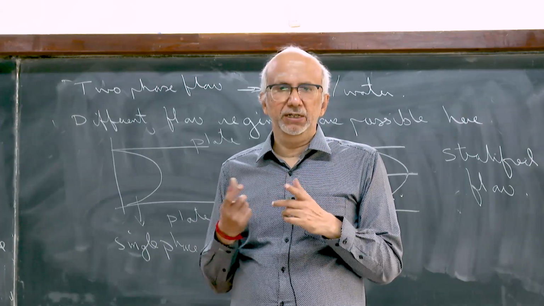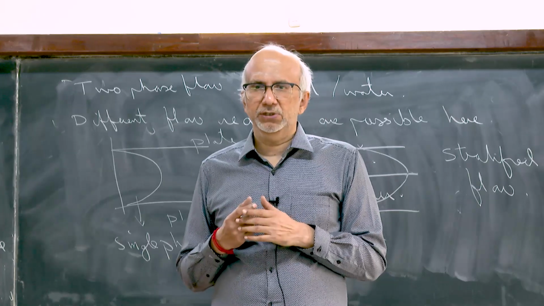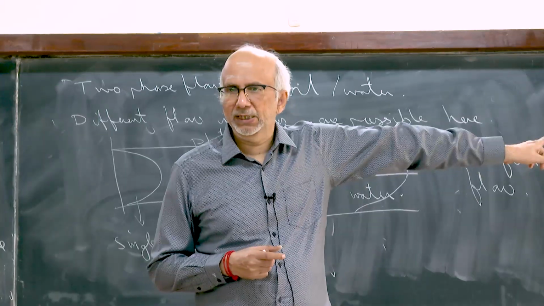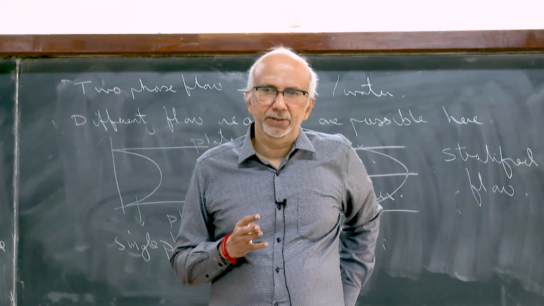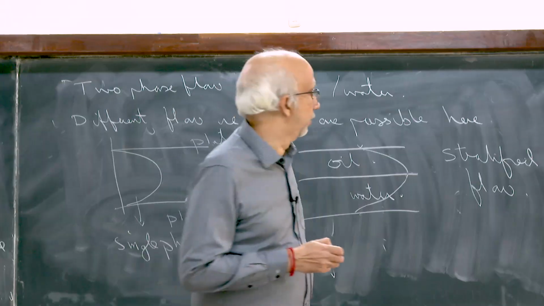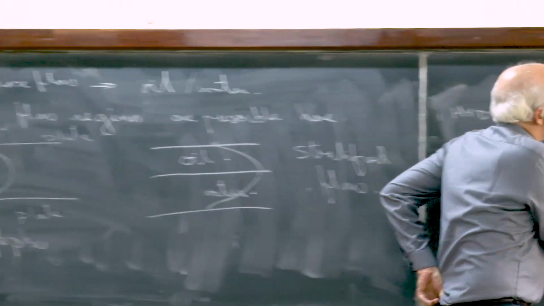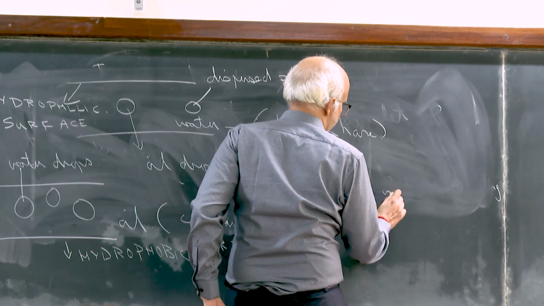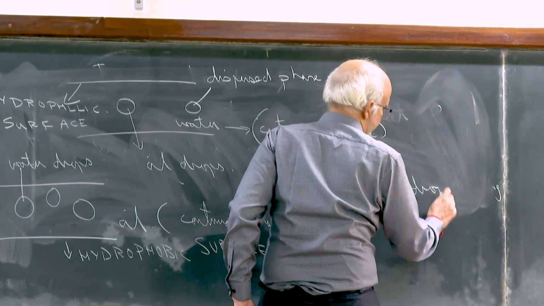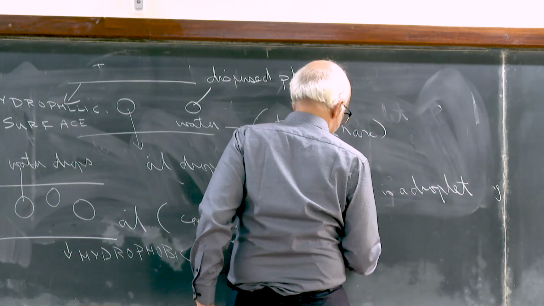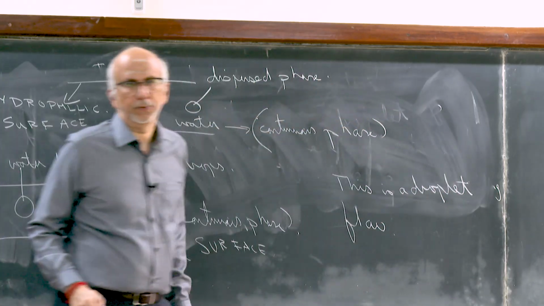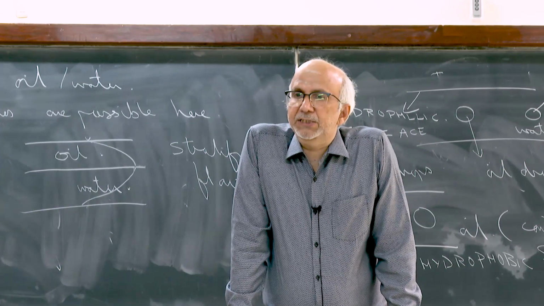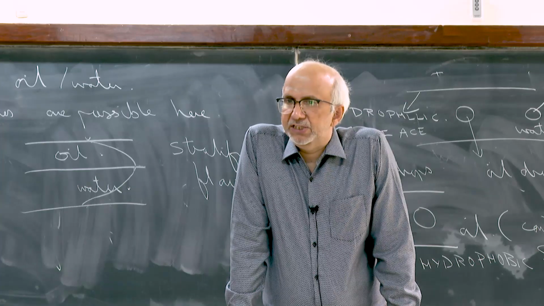Depending on the magnitude of the interfacial forces, if the interfacial forces are high, I'll get this kind of a droplet flow. So this flow pattern that I have drawn is a droplet flow pattern. So that was stratified flow. This is droplet flow. And this is decided by an extra force which comes in, which is surface tension.